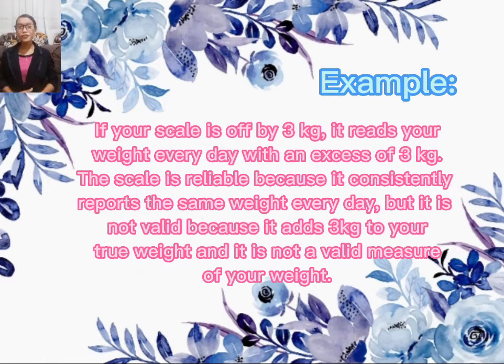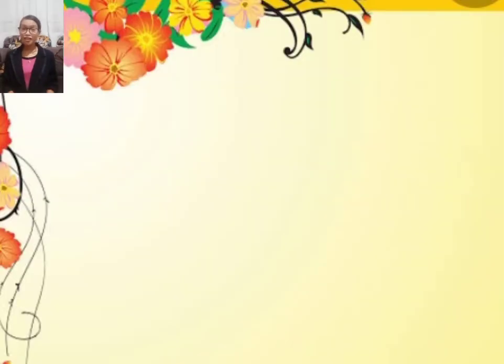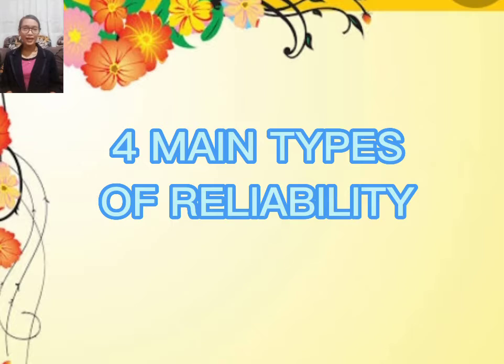For example, if your scale is off by 3 kg, it reads your weight every day with an excess of 3 kg. The scale is reliable because it consistently reports the same weight every day. But it is not valid because it adds 3 kg to your true weight, and it is not a valid measure of your weight. There are 4 main types of reliability. Each can be estimated by comparing different sets of results produced by the same method.